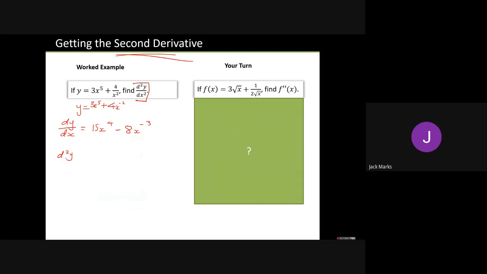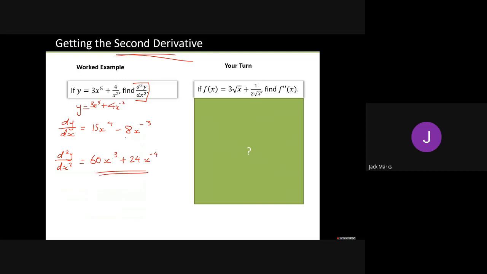The second derivative means you need to take this and you need to differentiate again. Well, that would be 60x to the 3. And double negative there, so plus 24x to the -4. That's what we would have to do.